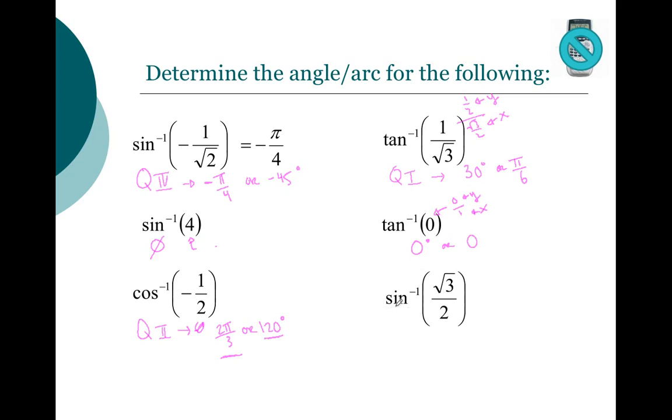And finally, sine inverse of root 3 over 2. So sine is going to be positive in quadrant 1. Root 3 over 2, so it's going to be root 3 over 2 at pi over 6. Nope, pi over 3, or 60 degrees.